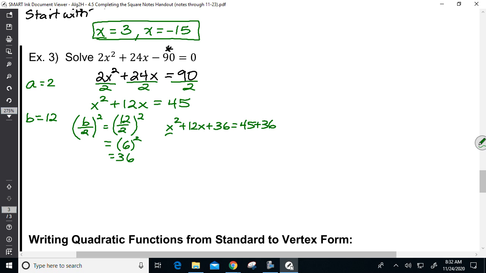Factor the left-hand side. That's x plus 6 and x plus 6. X plus 6 squared. 45 and 36 is 81. Any questions getting to this part?